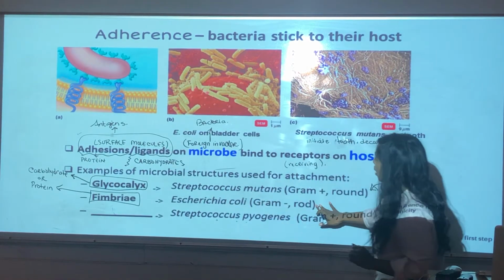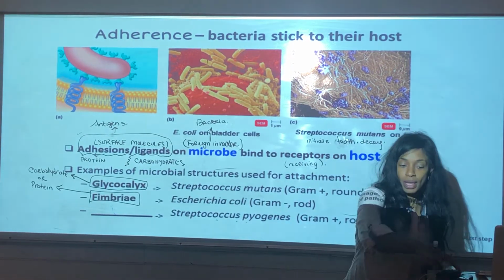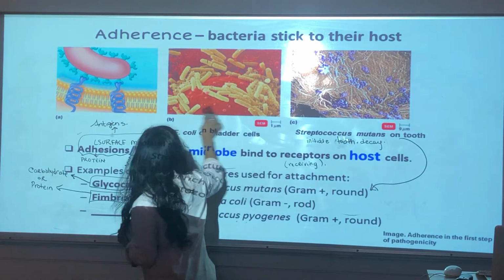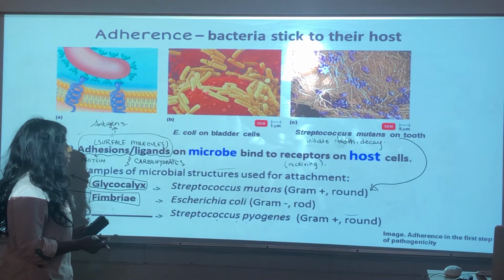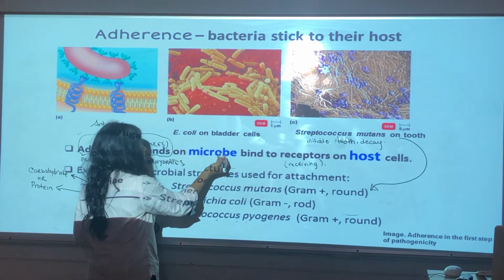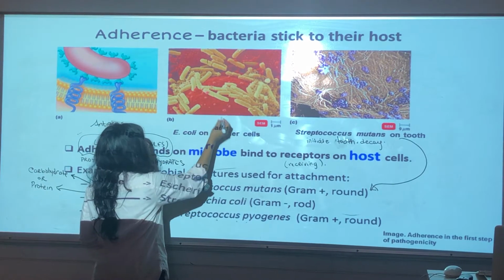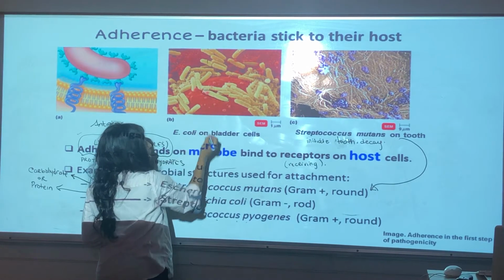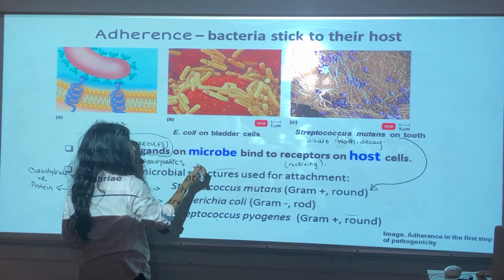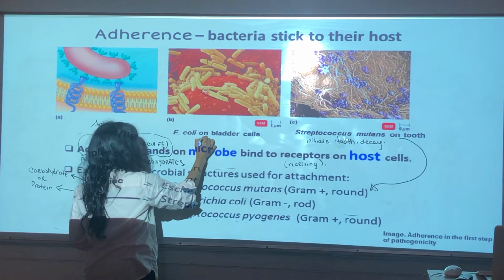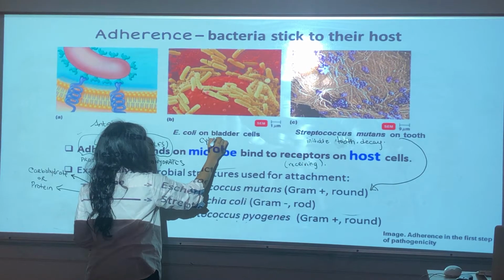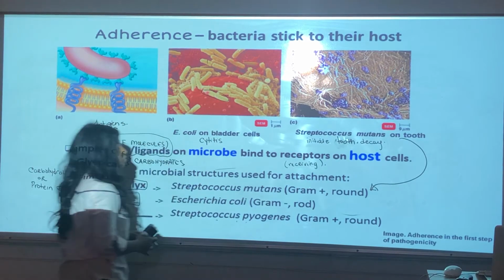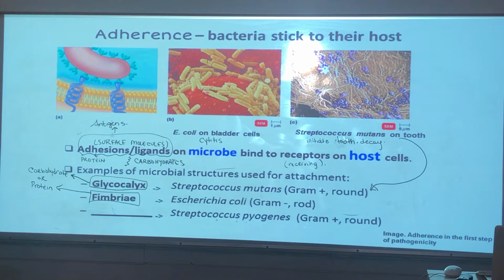So Escherichia coli, as they show you in the picture in the middle, these organisms are sticking to the bladder cells. And remember, E. coli are rod shaped. As they stick to the bladder cells, they can cause a disease called cystitis. Cystitis, itis meaning inflammation, of the bladder.